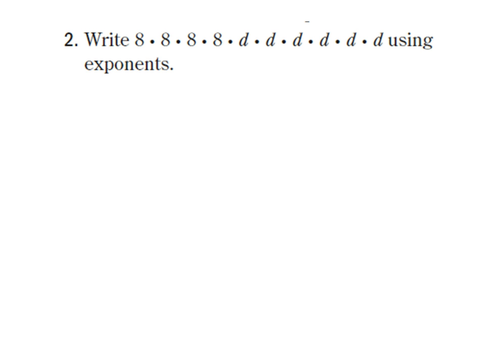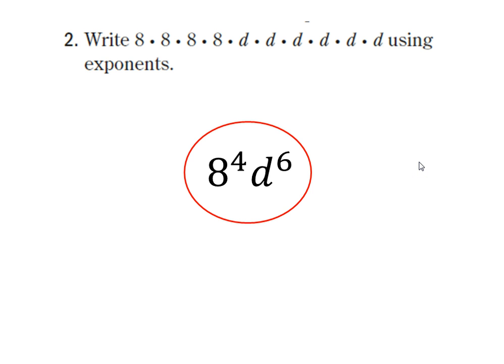Number 2, we're going to write 8 times 8 times 8 times 8 times d times d times d times d times d times d. That's horrible to say. Using exponents. So there's a shorter way to write 8 times 8 times 8 times 8, because there are 4 8s being multiplied together, so we can write that as 8 to the 4th. And then we have 1, 2, 3, 4, 5, 6 d's being multiplied together, so we can simplify this to 8 to the 4th because there are 4 8s, and d to the 6th because there are 6 d's that are all being multiplied together. So our answer here is 8 to the 4th, d to the 6th.